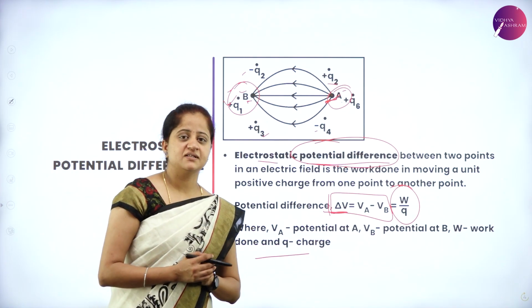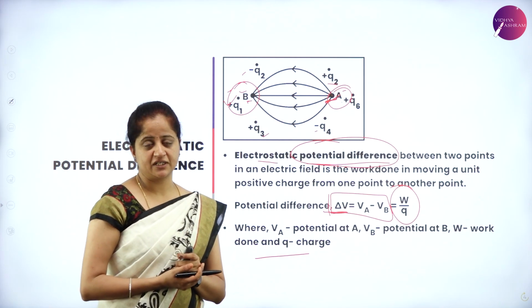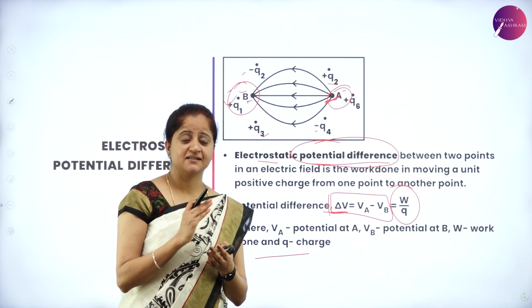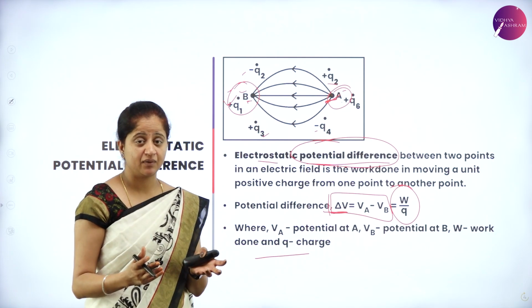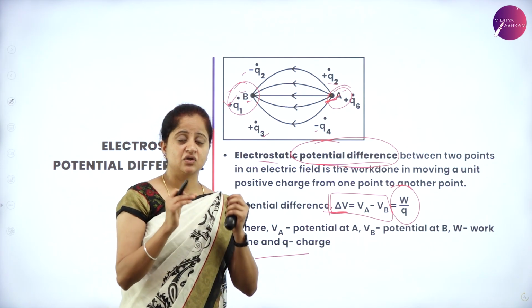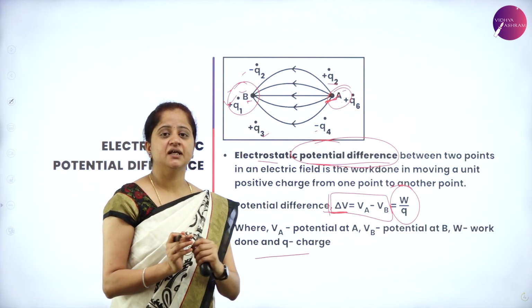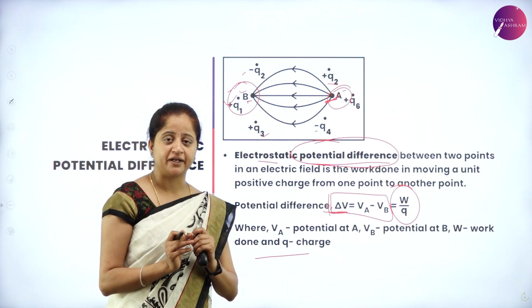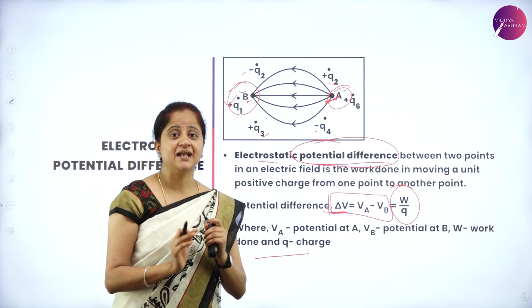Now we got to know what is electrostatic potential and how to find the potential difference. Now let us understand, is electrostatic potential a scalar quantity or a vector quantity? So it is just the work done in bringing a charge from one point to another point. So it is a scalar quantity.